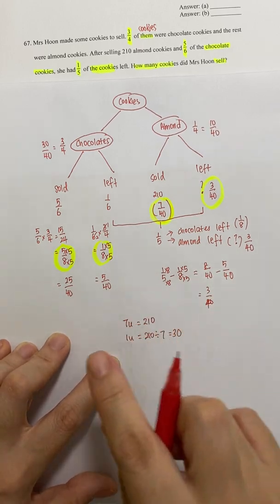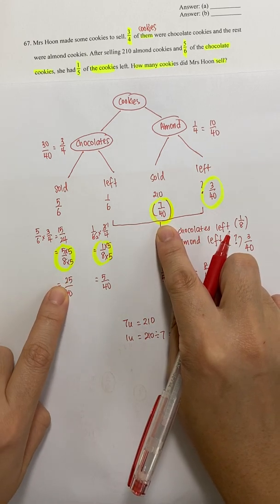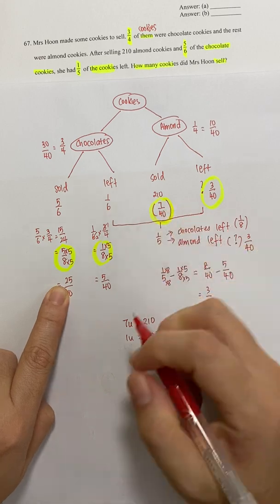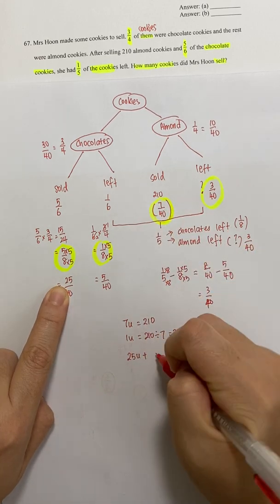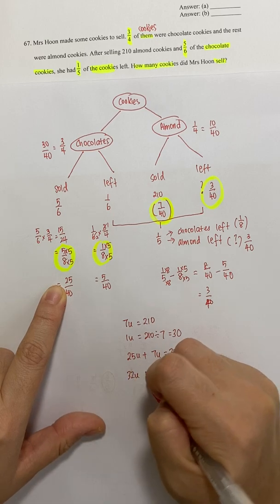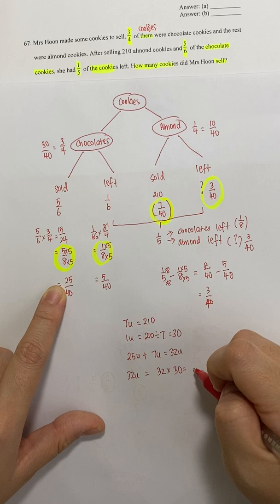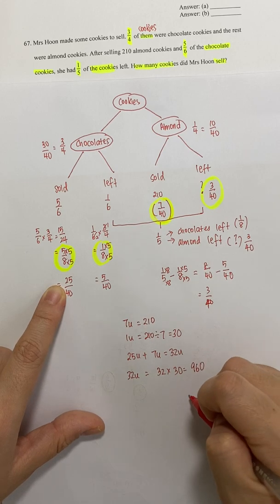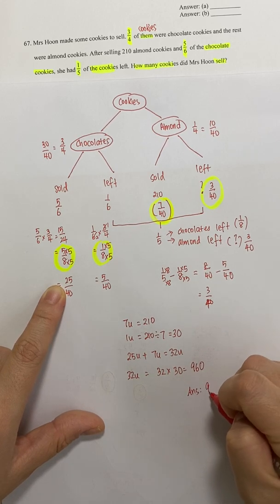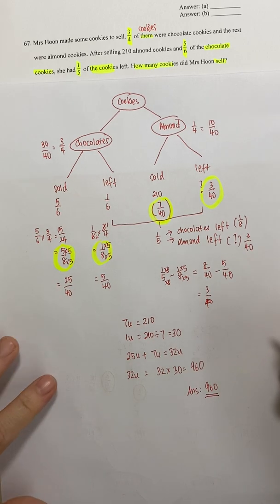But the question asks, how many cookies did Mrs. Poon sell? I focus on this. I would have 25 units here, and 7 units here. So 25 units plus 7 units, I get 32 units. So 32 units equals 32 times 30. I'll be getting my answer as 960. So please remember to write your answer over here, 960. Number, transfer, unit, check. Alright, that's all.